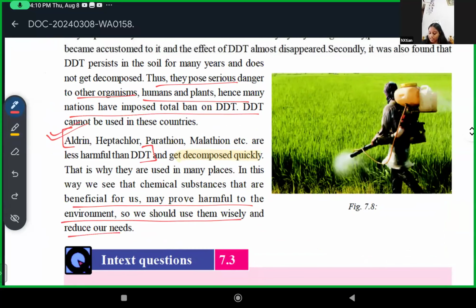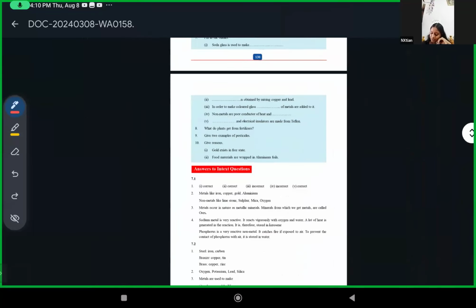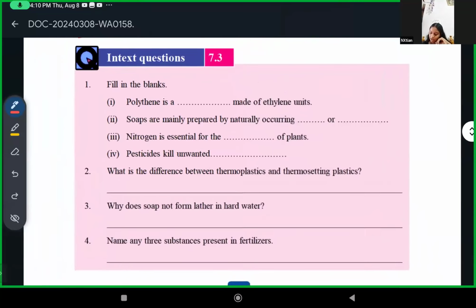So we should use them wisely and reduce our needs. Whenever we are using such things, we should see that it is good for us, good for the environment, and good for the plants. It should be organic and decomposable. We shouldn't use a lot of chemical substances which are harmful for nature. With this, we have finished this chapter.